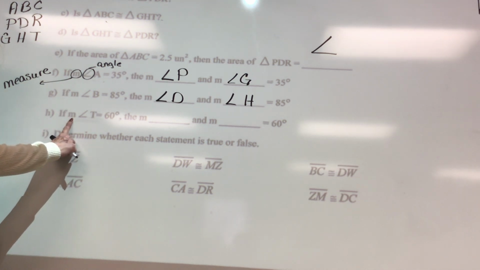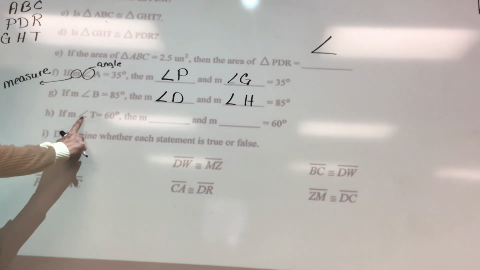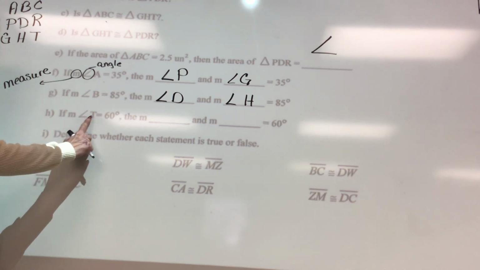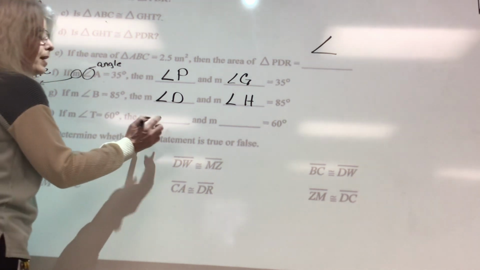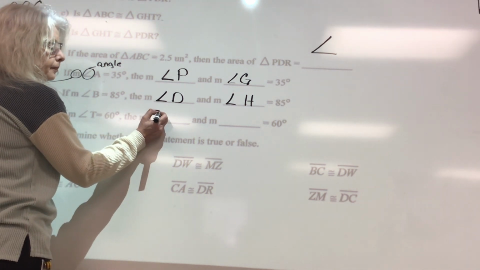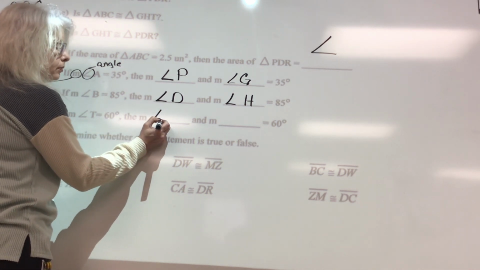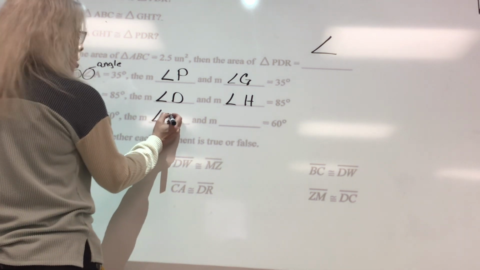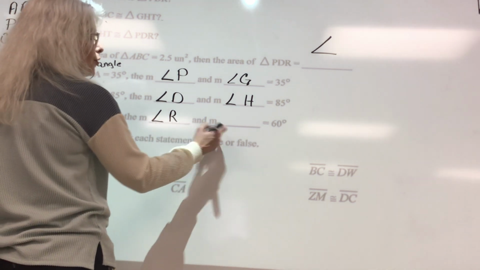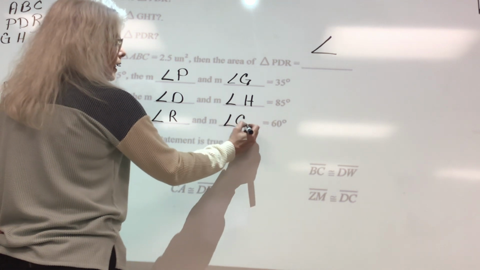If... what does M stand for? So if the measure of angle T equals 60 degrees, then the measure of angle R and the measure of angle equals 60 degrees.